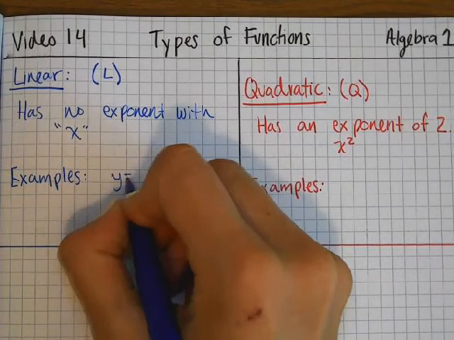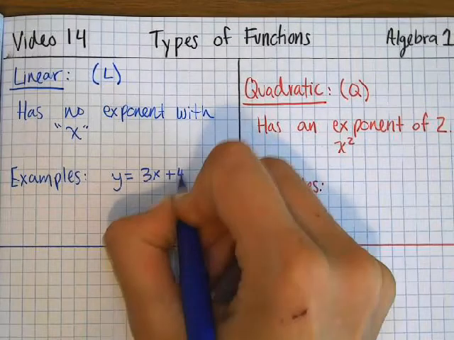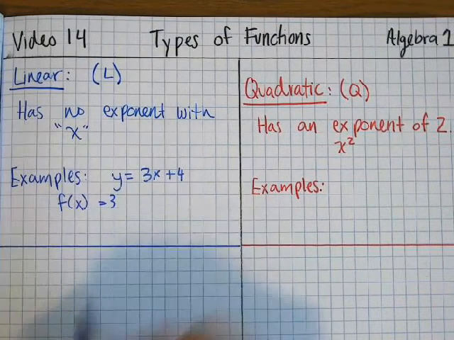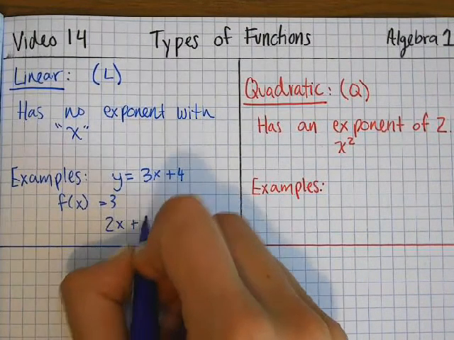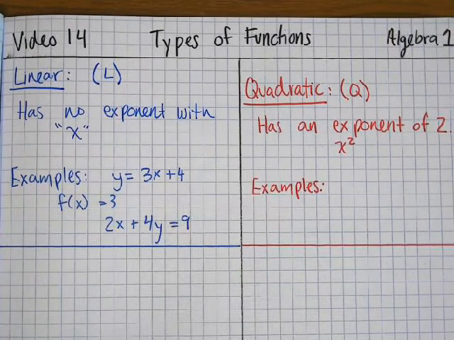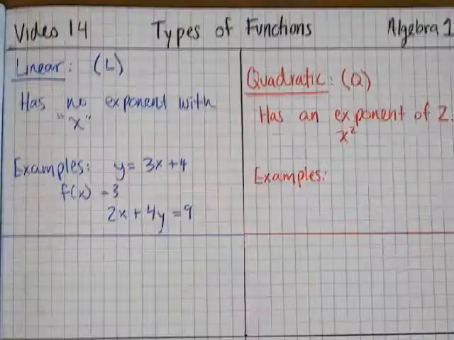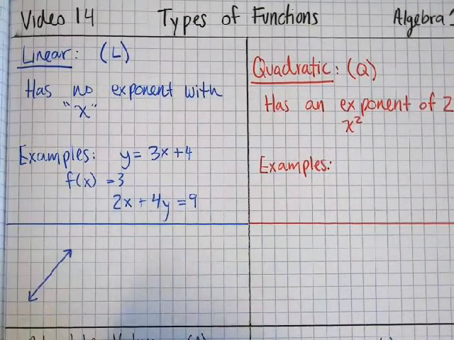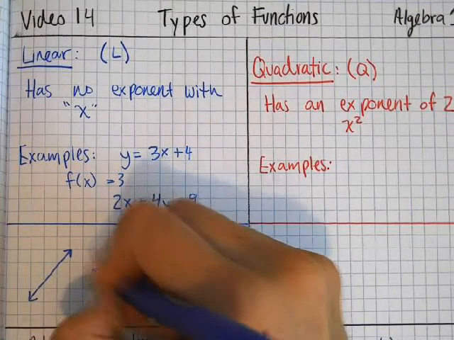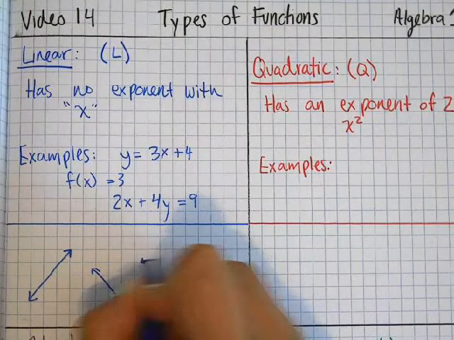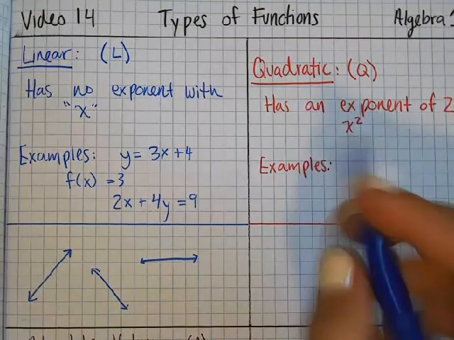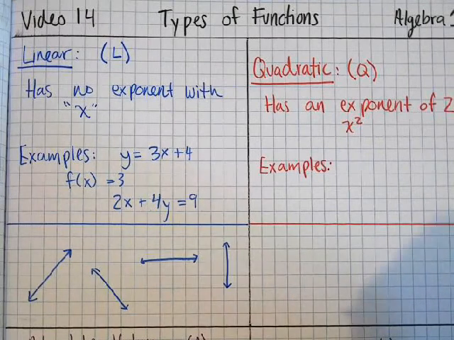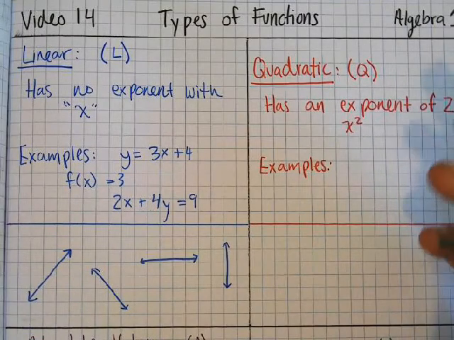So some examples could be y equals 3x plus 4. Maybe f of x equals 2x plus 4y equals 9. Okay, those are all examples of linear equations. Okay, if we were to draw pictures, they could be slopes that are positive slopes. We could have negative slopes. It could just be a solid line across with no slope, with a zero slope, or something like that. Okay, those are all linear equations.